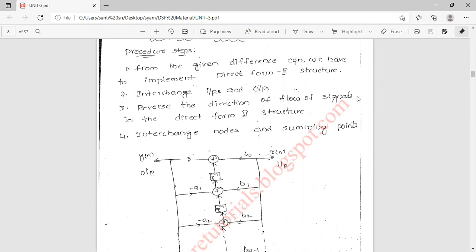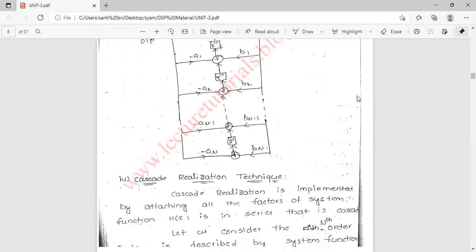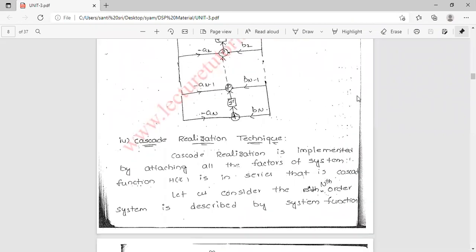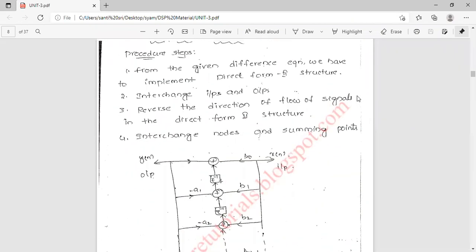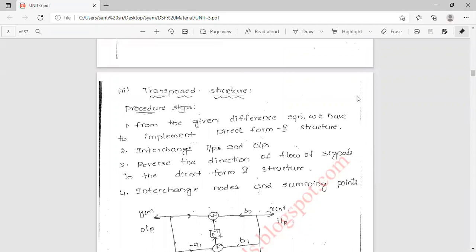Next, the second step is to interchange input and outputs. The third step is to reverse the direction of flow of signals in the direct form 2 structure. The fourth one is to interchange nodes and summing points. That is the transposed structure.